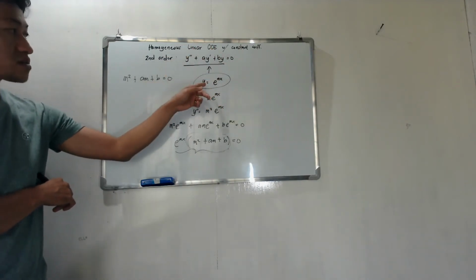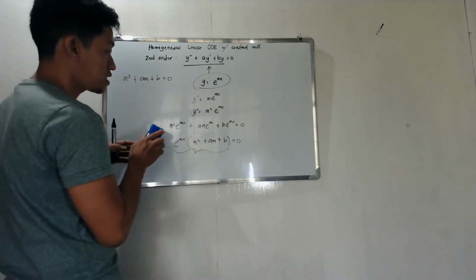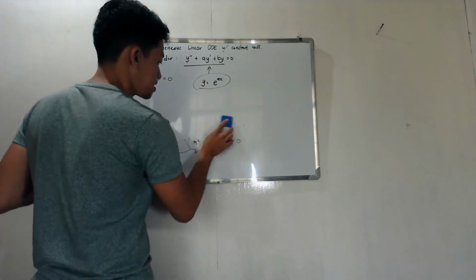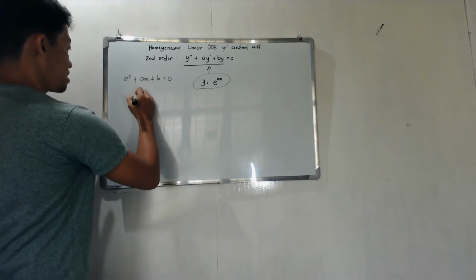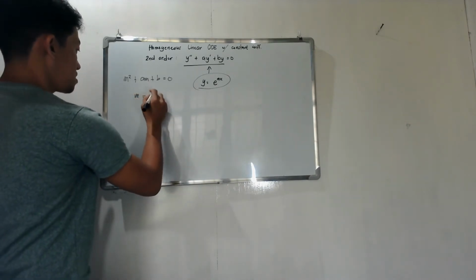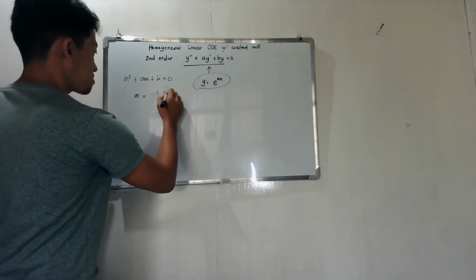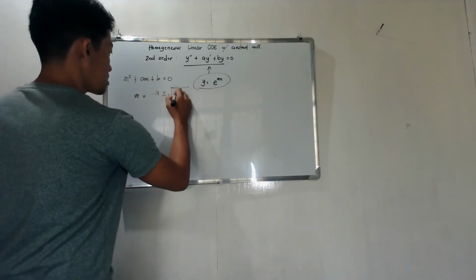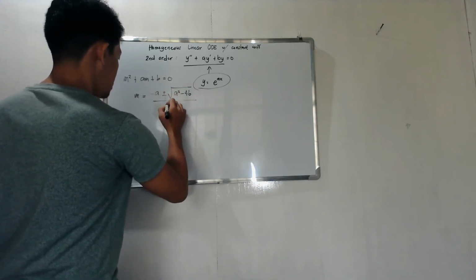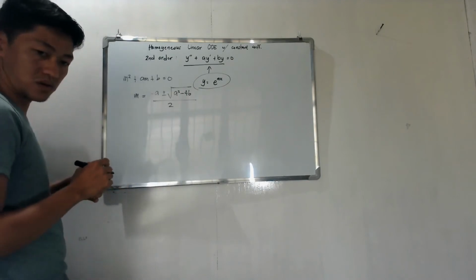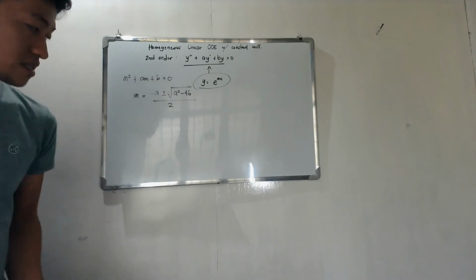Now if you get m and substitute it here, you can get the solution of this differential equation. Okay, so let's find it. I will now erase this one. Using the quadratic formula, m is just negative a plus minus square root of a squared minus 4b over 2. Okay, now there are 3 cases for this one.